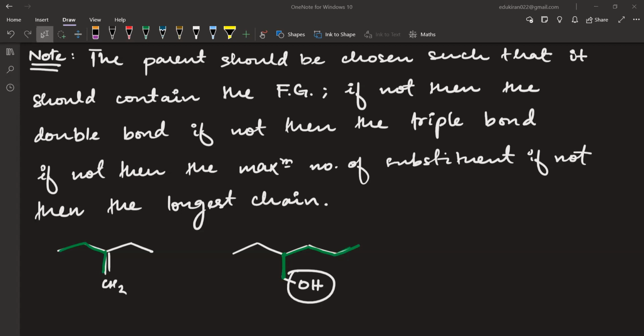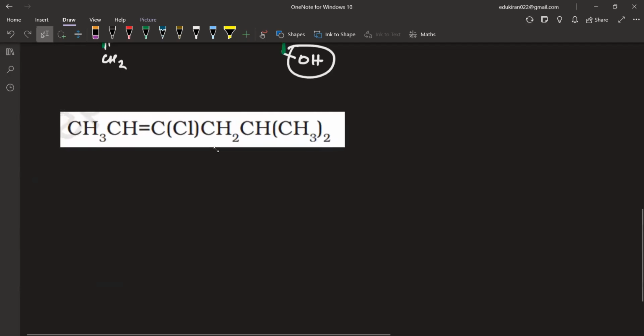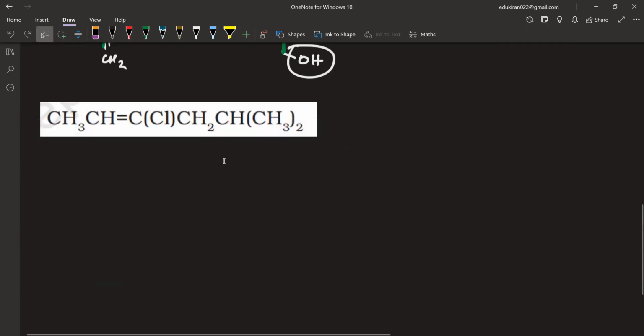I think you must also have some problem. Are you okay with bond line structure, condensed structure, these things, or no? Tell me. For example, if I ask you to make the complete whole structure for this molecule, whatever is given, will you be confident or no? You're not confident.